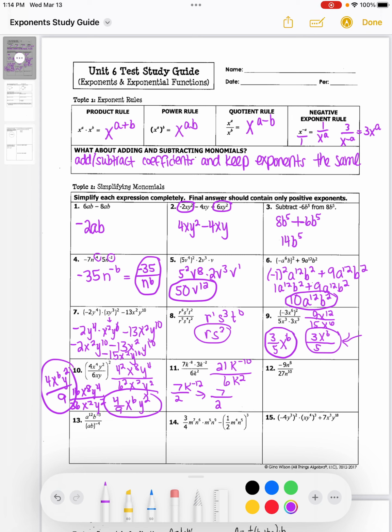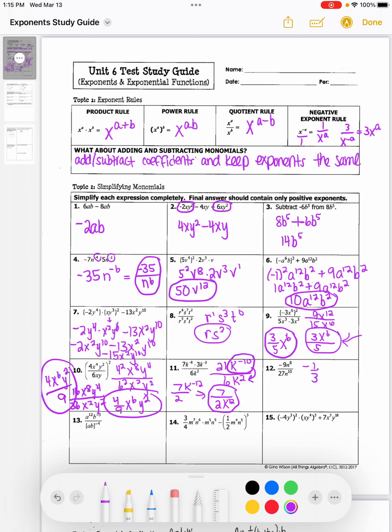So it's going to be 7 over 2 k to the 12th power, which makes sense if you understand that we could also move this down right now, that negative 10, and then it would get added with the k squared in the denominator, but would be positive at that point. Number 12, we have negative 9/27, and we can simplify that down to negative 1/3.